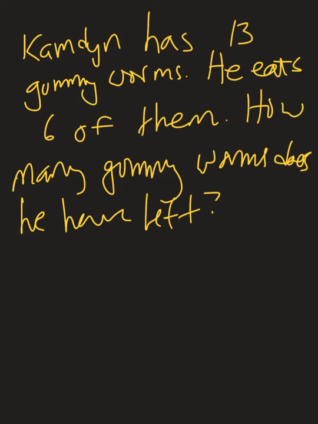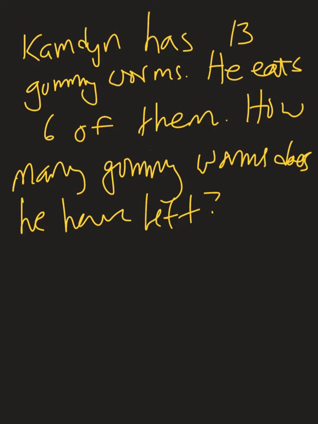Yes, Camden, I did use you for this example. Well, let's see. And now we're going to do our RDW. The first thing we do is R. We read. I'm going to use a different colored lightsaber. Camden has 13 gummy worms. He eats 6 of them. How many gummy worms does he have left?